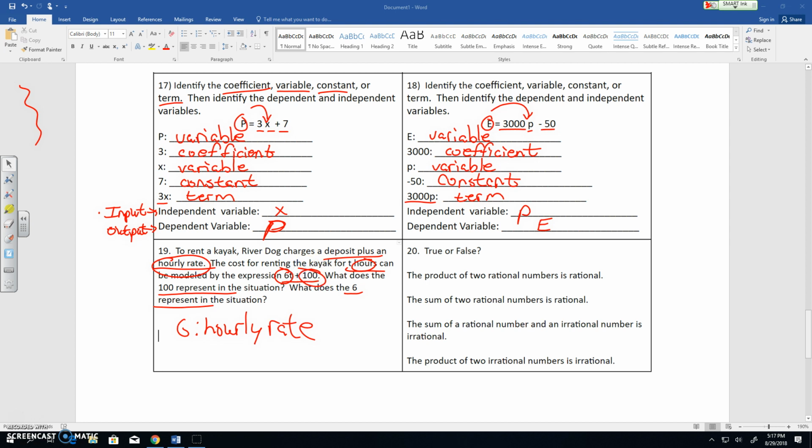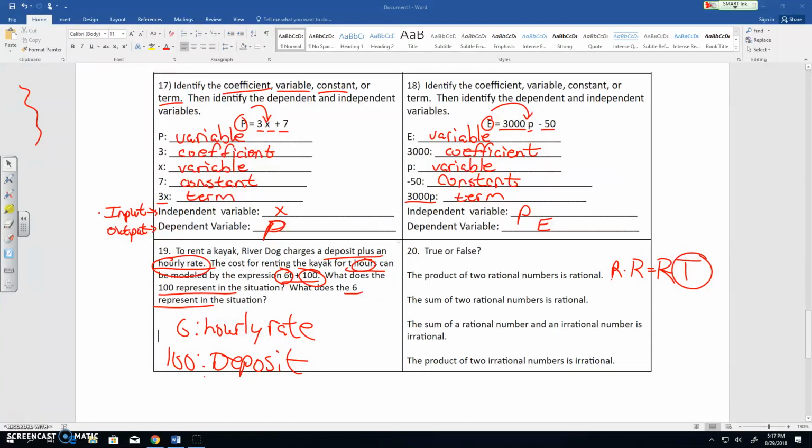That's why it's only written one time and has no variables beside it. So that one-time charge is what we would call the deposit. And that's a one-time fee, deposit. Okay? So easy on that question. And then the last one, number 20. Ooh, these are true and false. These are going to test me. Let's see. The product of two rational numbers is rational. Anytime you have a rational times a rational, that's going to be rational. So that is true. All right?